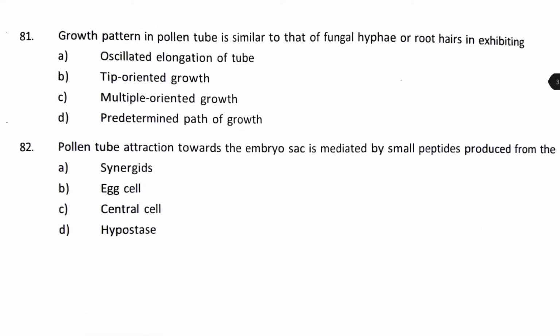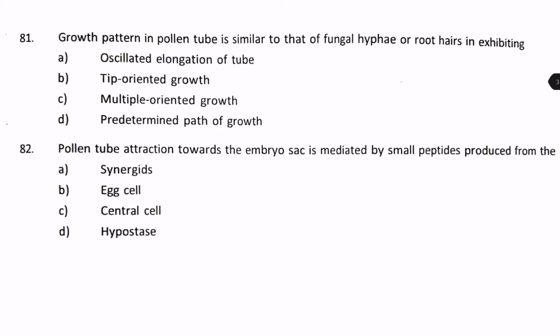Next question. The growth pattern in the pollen tube is similar to that of fungal hyphae or root hairs in exhibiting A. Oscillated elongation of tube, B. Tip oriented growth, C. Multiple oriented growth, and D. Predetermined path of growth. Answer will be tip oriented growth.